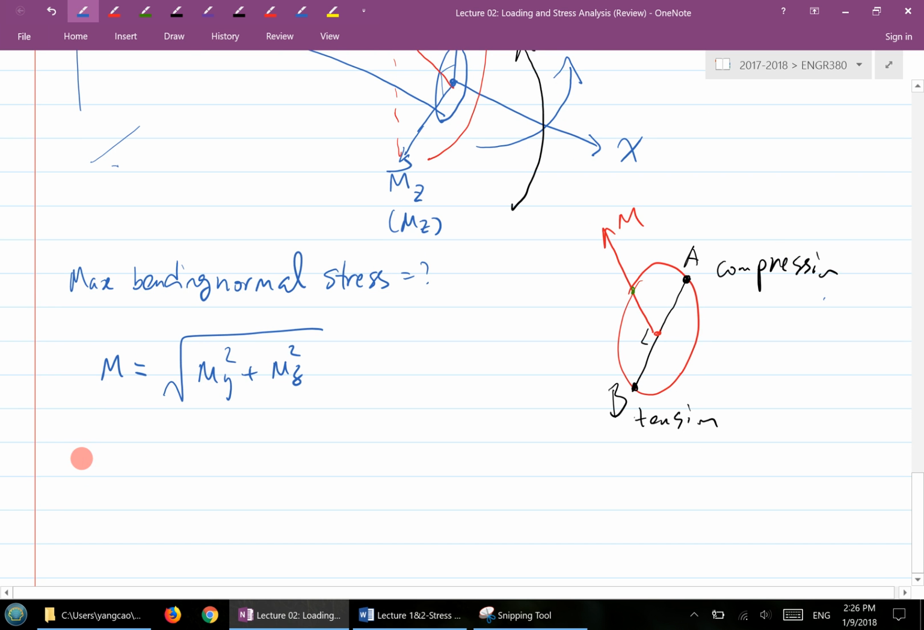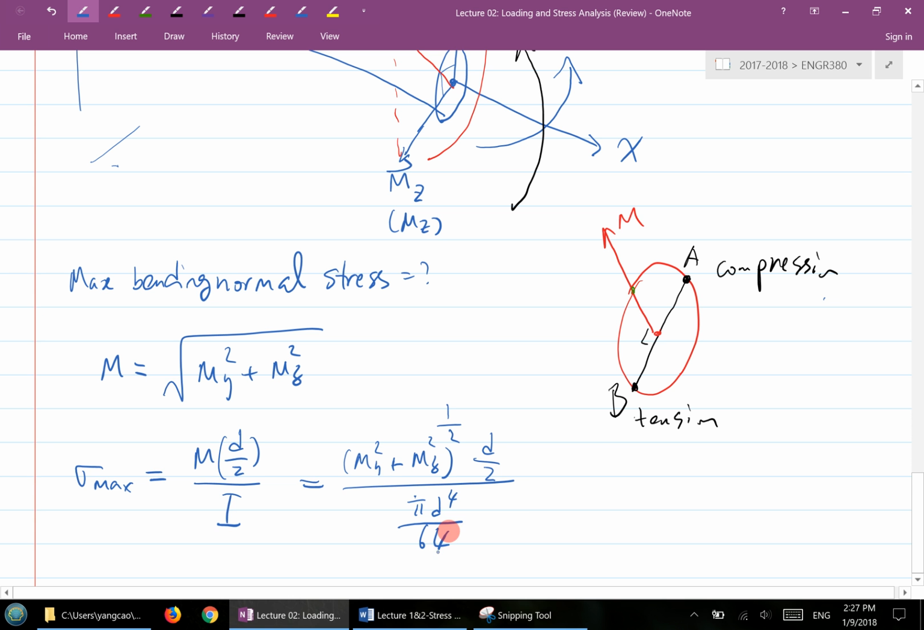Then your maximum bending normal stress, which is at either A or B location, is M times the maximum location distance, which is half of the diameter, and then divided by the cross-section's second moment of area. So we plug in the formula here. M is this guy, so I can write (My² + Mz²)^(1/2), and then times d over 2, and I is πd⁴ over 64.